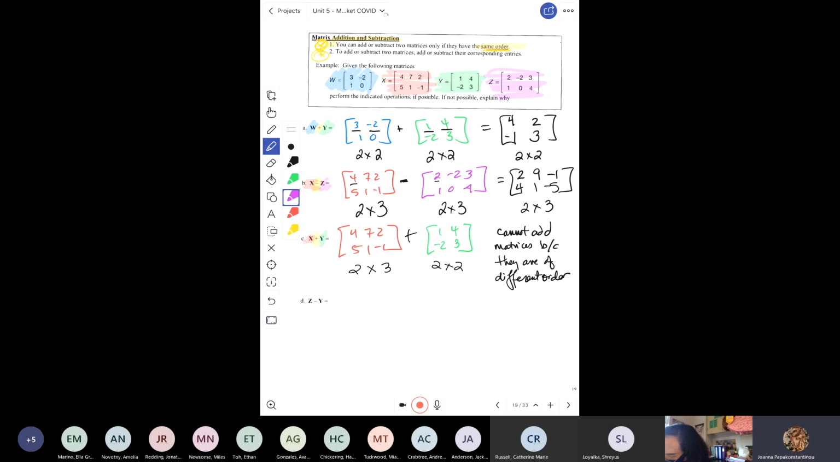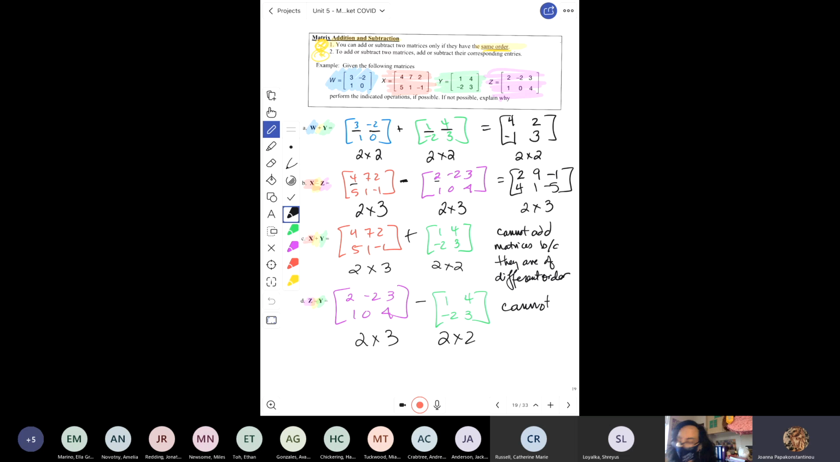We're being asked to start with matrix Z and subtract Y. Different orders, okay? So this one is a 2 by 3, this is a 2 by 2. So again, I'd have to state, cannot subtract or perform subtraction because matrices have different orders.